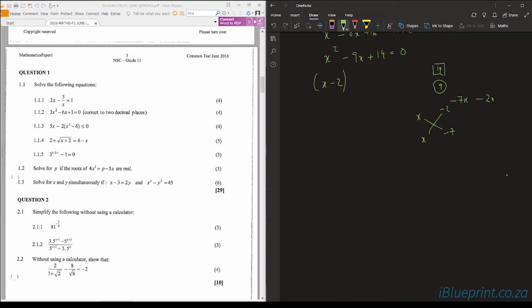So x minus 2, x minus 7 is equal to 0, which gives me x is equal to 2 or x is equal to 7.